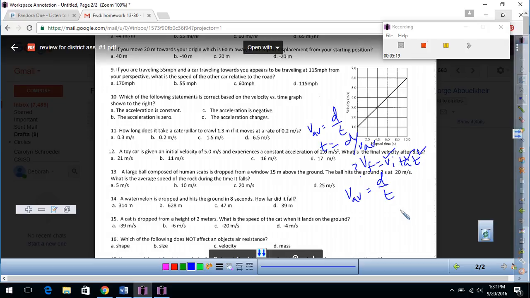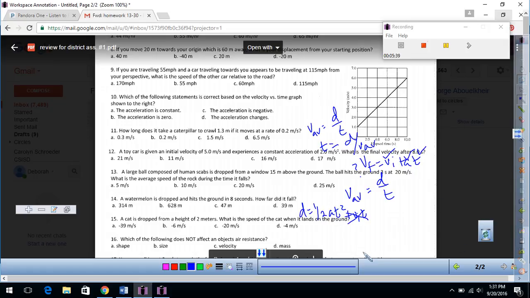Okay? A watermelon is dropped and hits the ground in 7 seconds. How far did it fall? Well, we know that Vi is 0 because it's dropped. We know the time and the acceleration due to gravity, so that's no big deal.